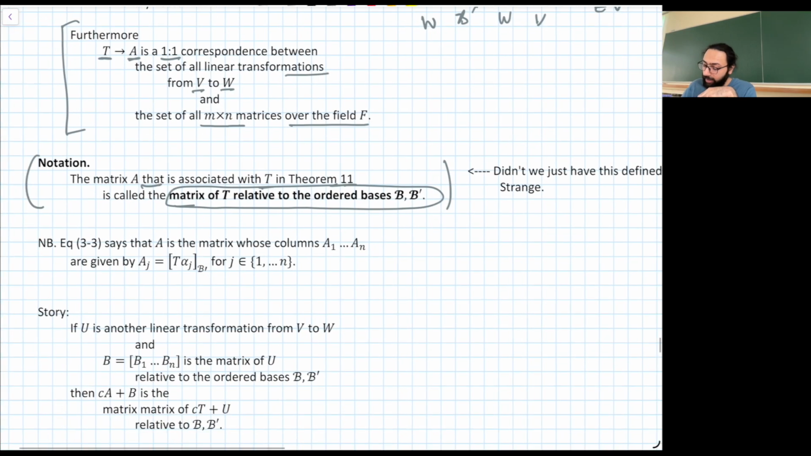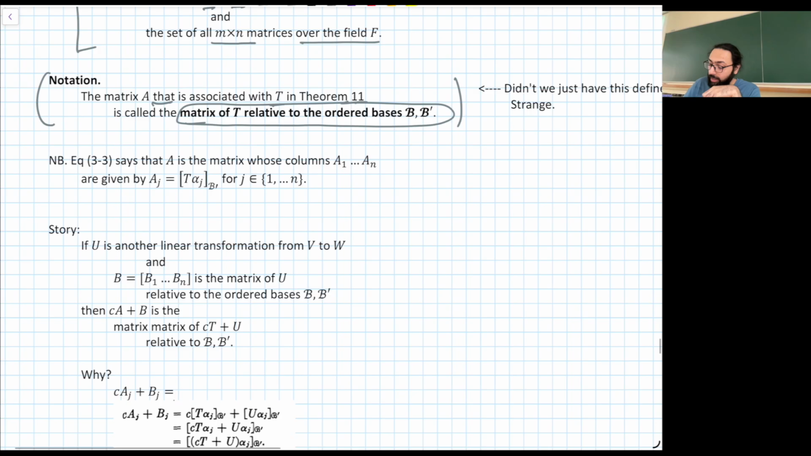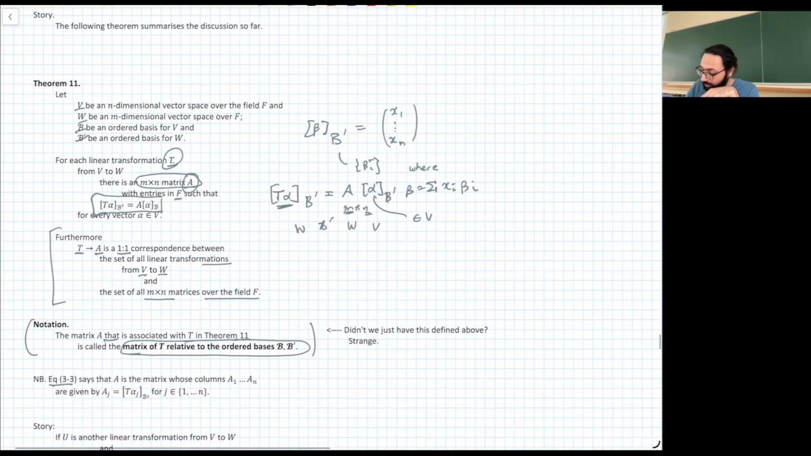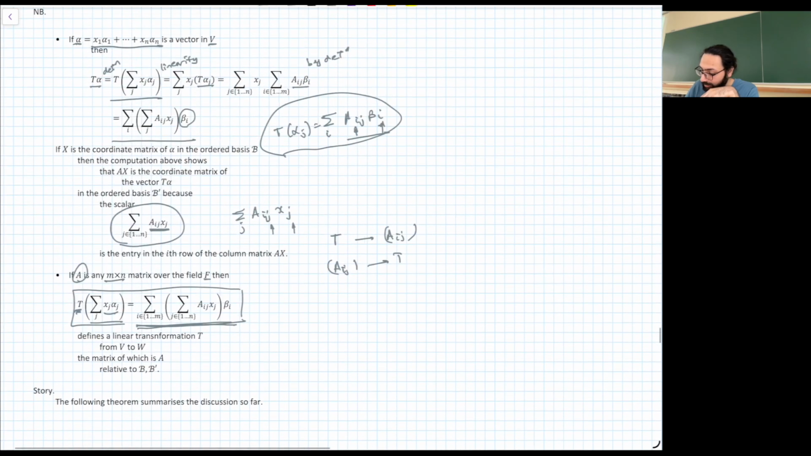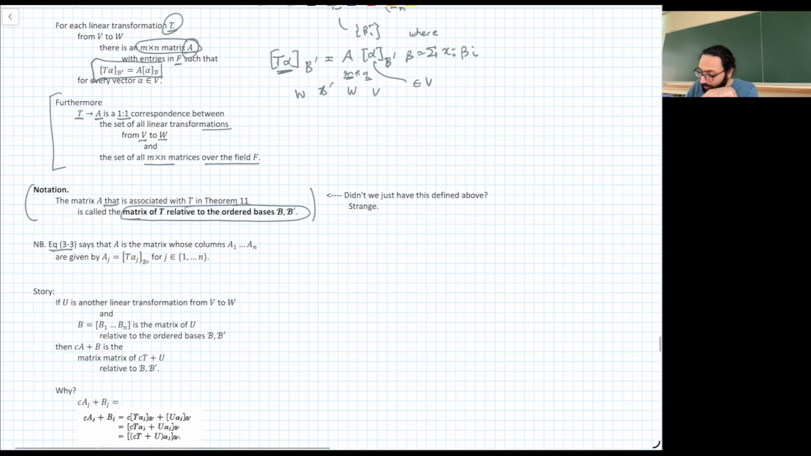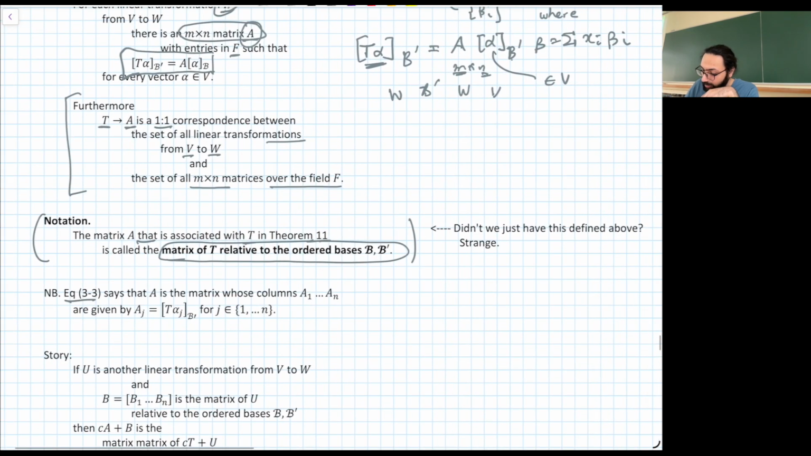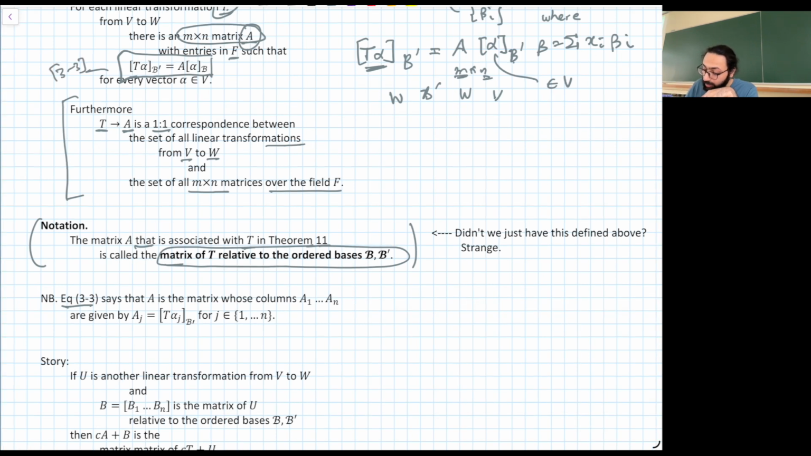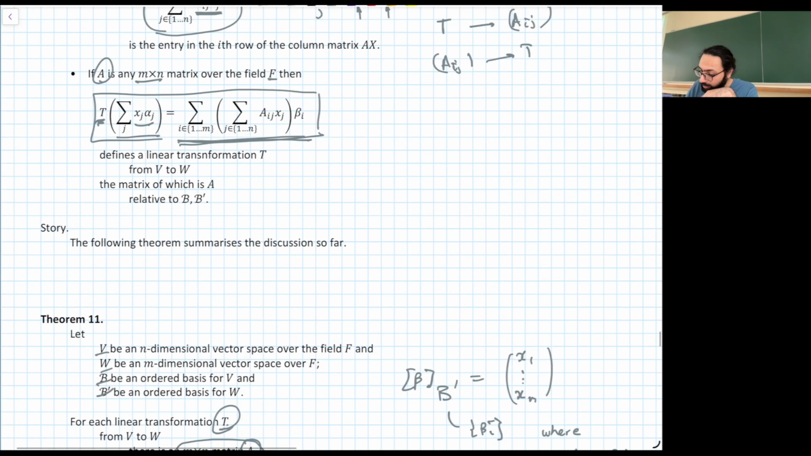But okay. Well, so now the note is that equation 3.3 says that equation 3.3 is which one? Did I not write it? Okay, I think we would have to guess. I forgot. I don't think I wrote equation 3.3. Probably this one. Maybe. Okay, so equation 3.3 says that A is the matrix whose columns A1 to AN are given by Aj, where Aj is this object. I guess 3.3 is probably this one.